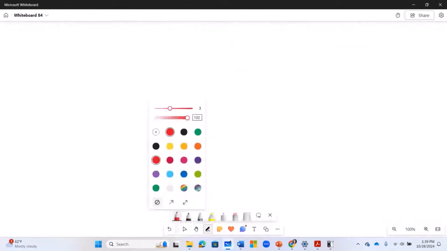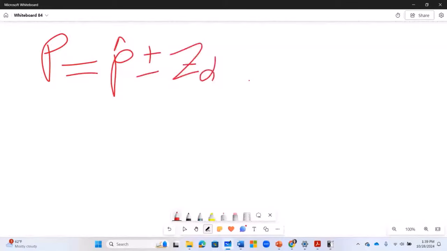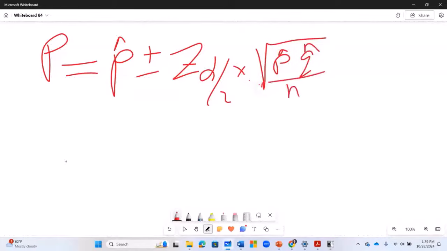Sometimes you are asked to write the equation, but if you're not asked, then you go ahead. So the estimate of the population proportion is equal to the sample proportion plus or minus the critical value, the two-tailed critical value, multiplied by the standard error. The standard error for proportion is that divided by the sample size. But really, I don't have to use the formula. I can use my calculator.